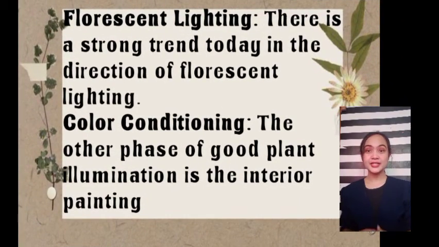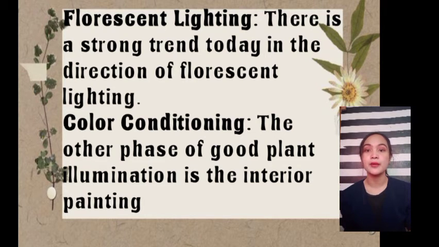Moving on to the next slide, we have here fluorescent lighting. There is a strong trend today in the direction of fluorescent lighting, and it is this type of artificial lighting most widely used by industry today, and which has replaced the incandescent light to a great extent. The principle of fluorescent lighting is the glow produced by ultraviolet rays in a tube coated inside with fluorescent powder.